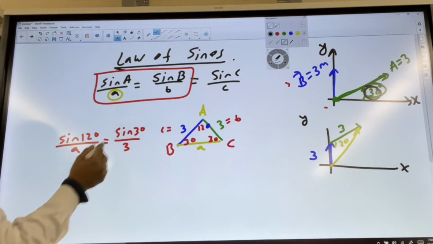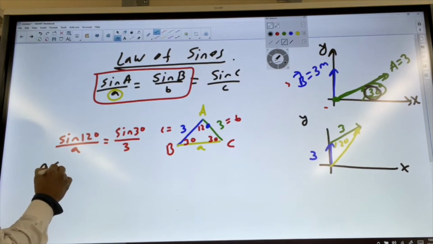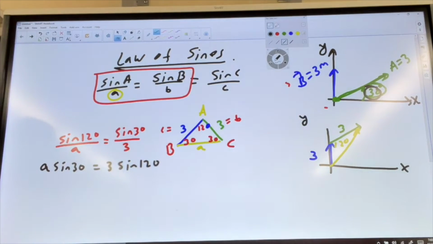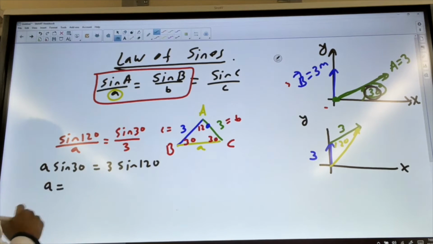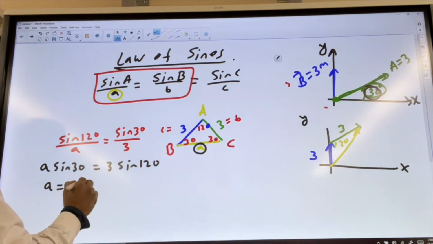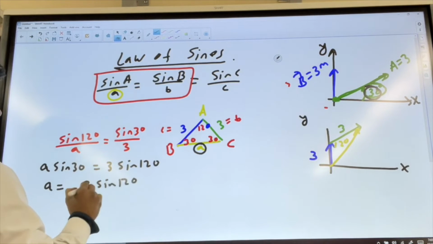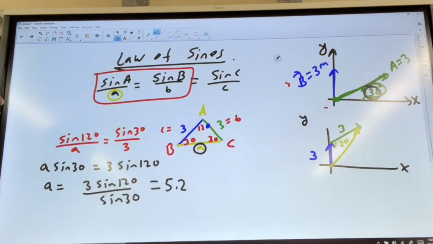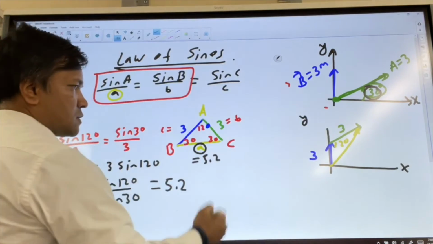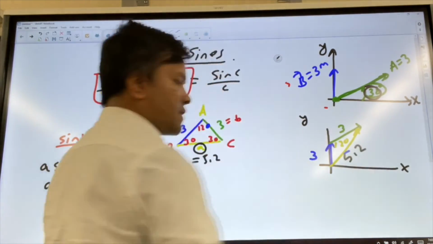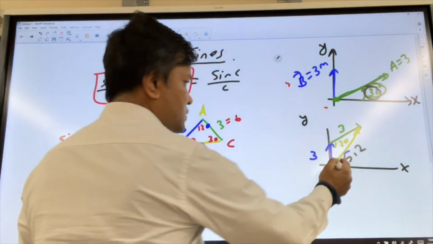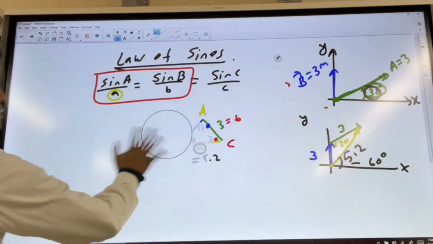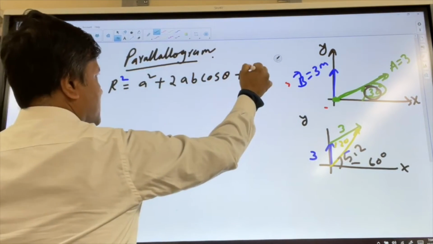If we do cross multiplication, what do we get? a sine 30 is equal to 3 sine 120. So a is equal to, that's what we try to find, 3 sine 120 over sine 30. All right, so 5.2. So a is 5.2. So law of cosine also gives us the 5.2, and we also show this is 60 degrees. Now I'm going to show you by parallelogram the theta plus b square.